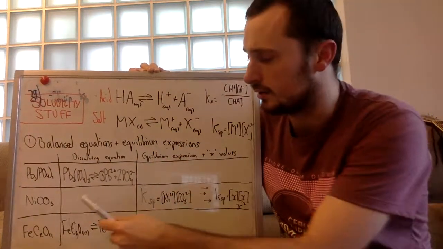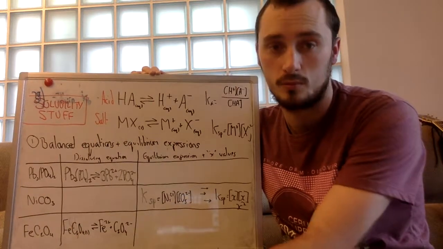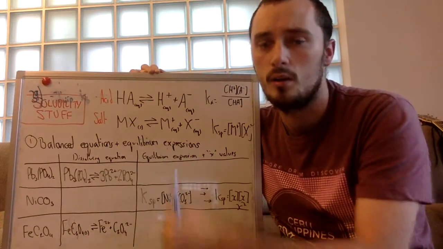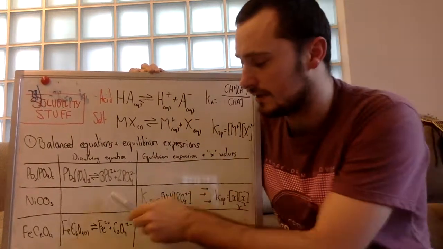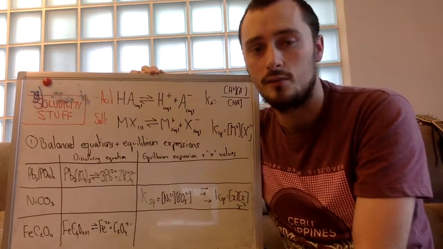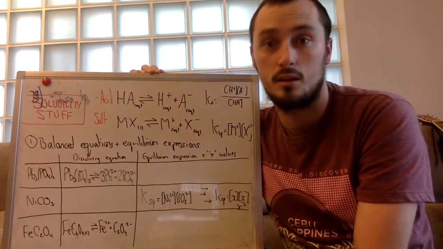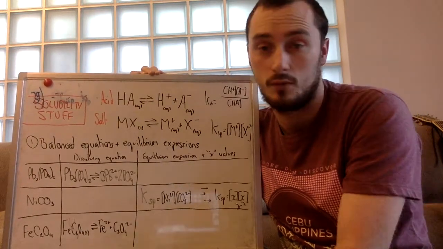So, let's have a look at some common substances, some common ionic salts, and you can see for yourself how you write the balanced equation and write the equilibrium expression. I've left these blank so that you can have a go practicing it yourself, and then I'll put the answers maybe in the YouTube description. You can see if you got it right or not.